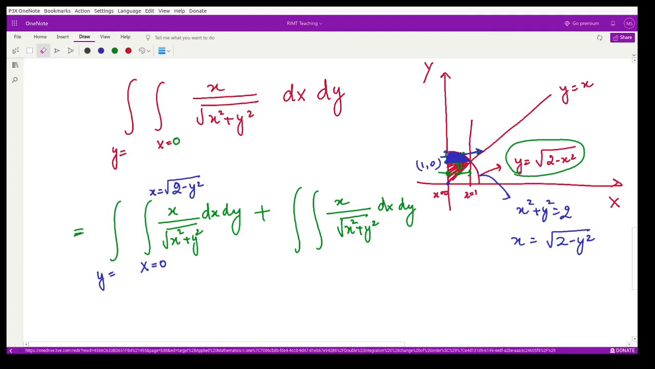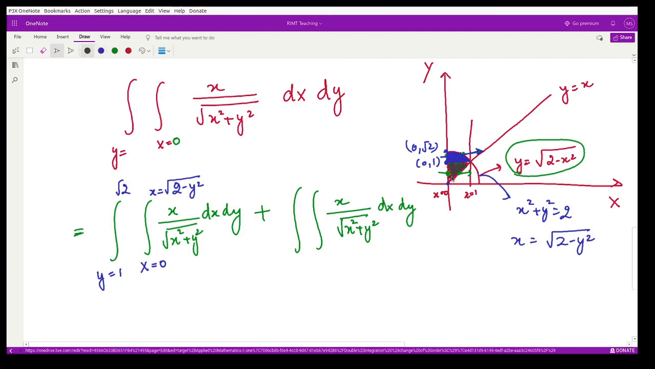So at this point it is 0 comma square root 2, and at this point it would be 0 comma 1. Yes, so the value of y varies from 1 to square root 2. And in the second case, for the second region, this is your second region.